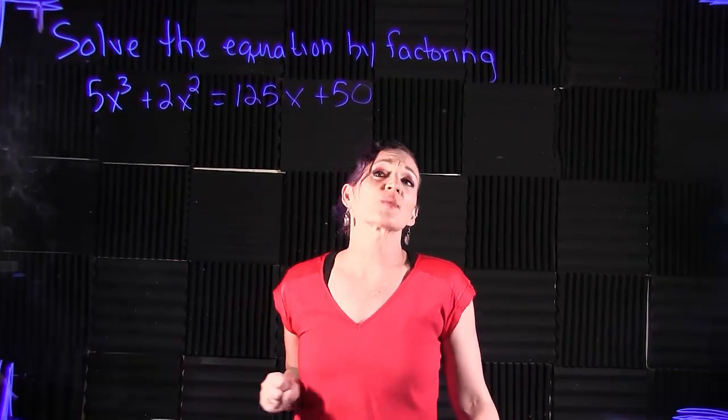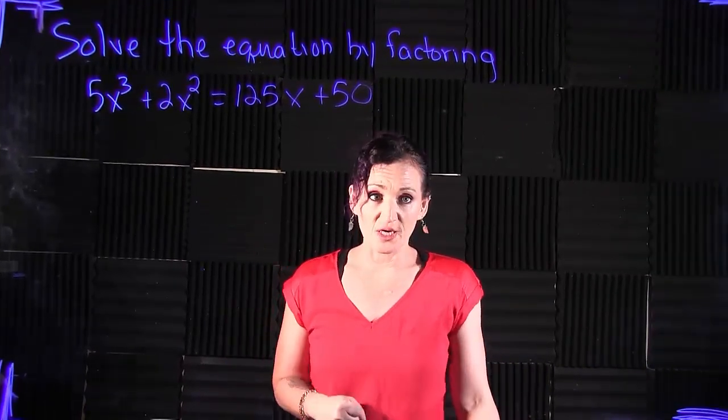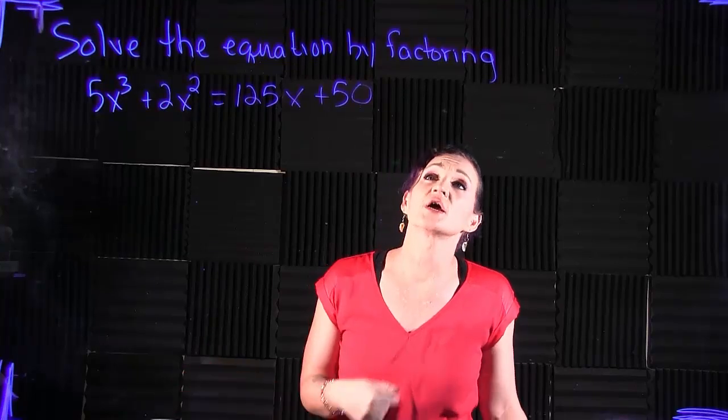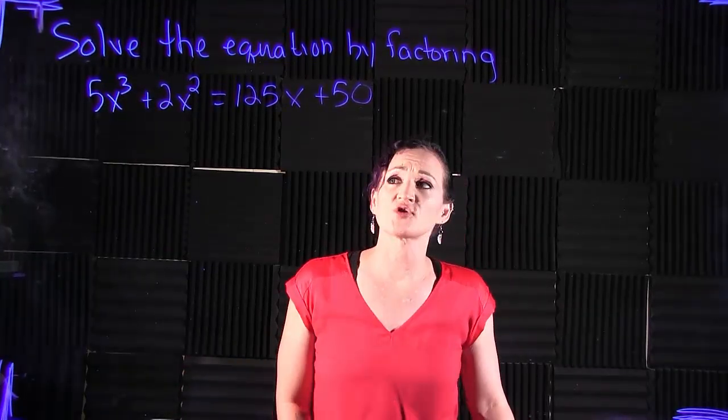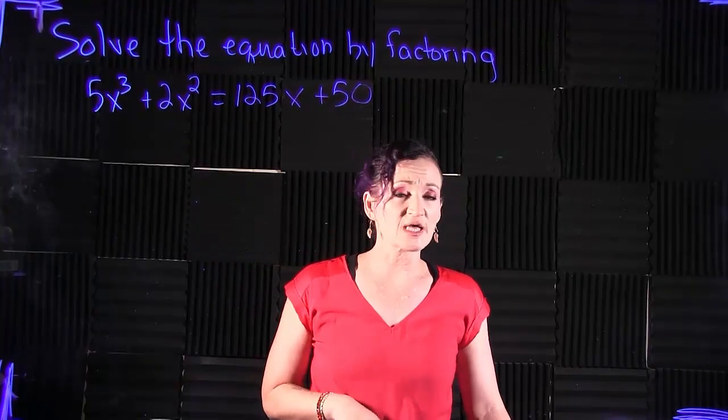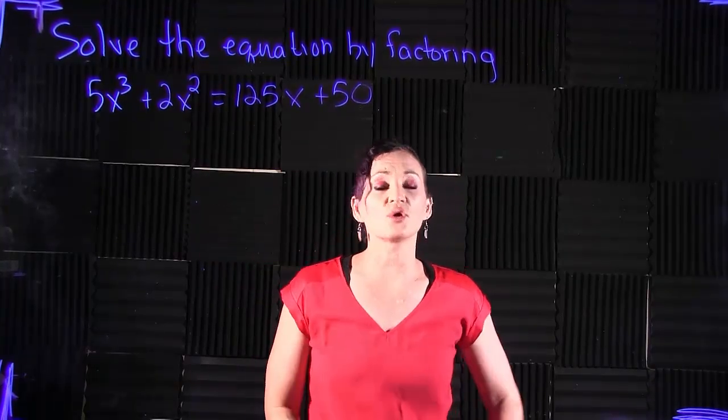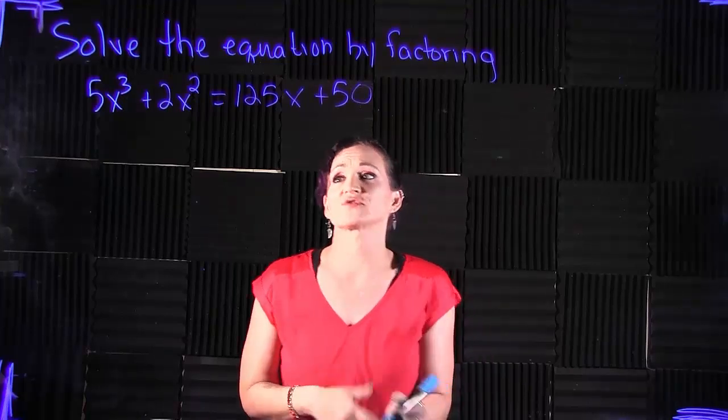We're going to be solving the following equation by factoring. So this is a polynomial equation. We're solving by factoring. First thing we're going to do, treat this like a quadratic. Move everything over to one side. Make sure that it's set equal to 0 so that we can see how we're going to factor this thing.